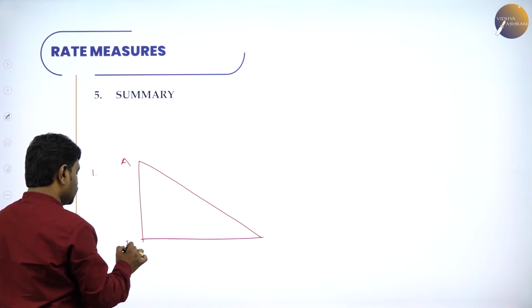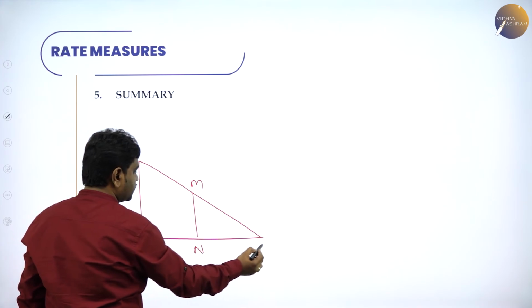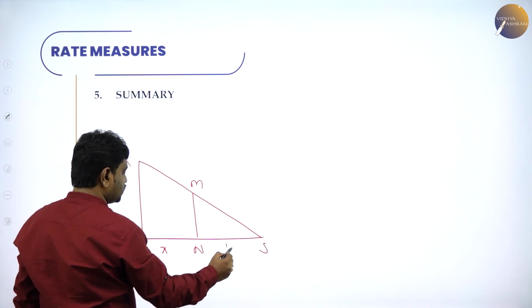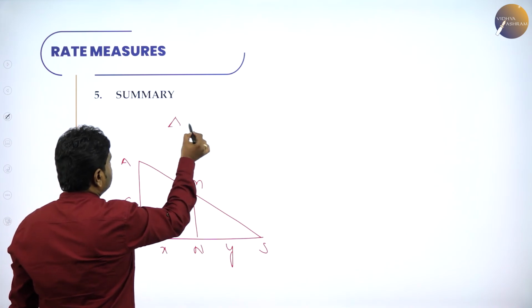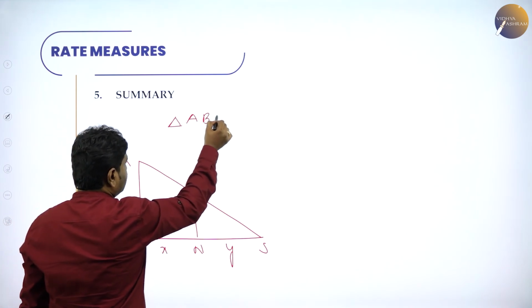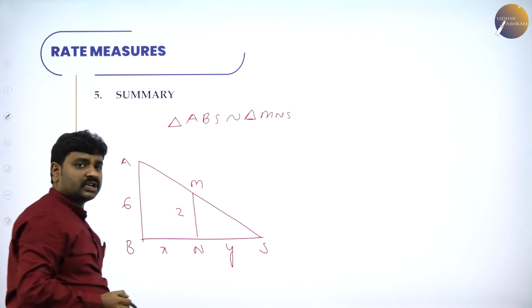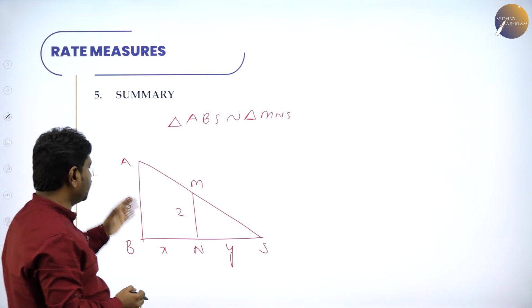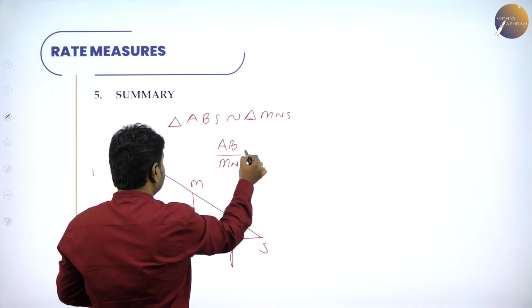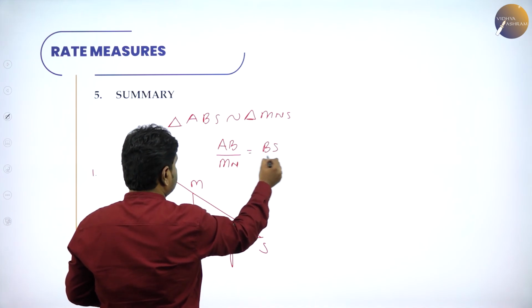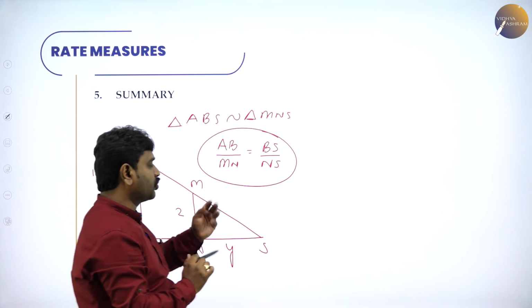AB is the lamppost, we took the man as MN, and we took the shadow as NS, and we assumed this is x and this is y, and this was 6 and this was 2, and we used the triangle concept. Triangle ABS is similar to triangle MNS, and we used proportionality in this. What is meant by proportionality? Vertical by vertical, AB by MN, is the same as horizontal by horizontal, BS by NS. This is the concept we use. If two triangles are similar, their sides are proportional.